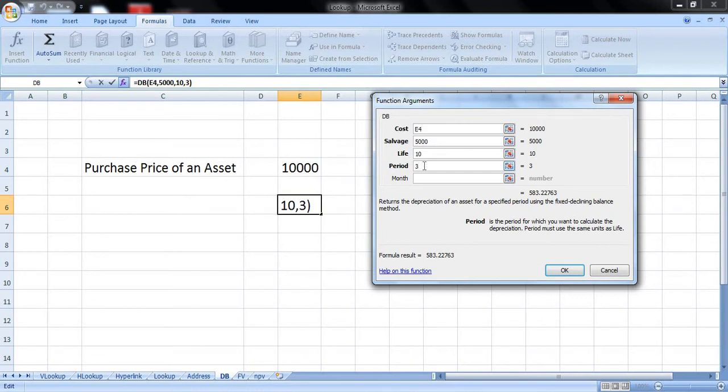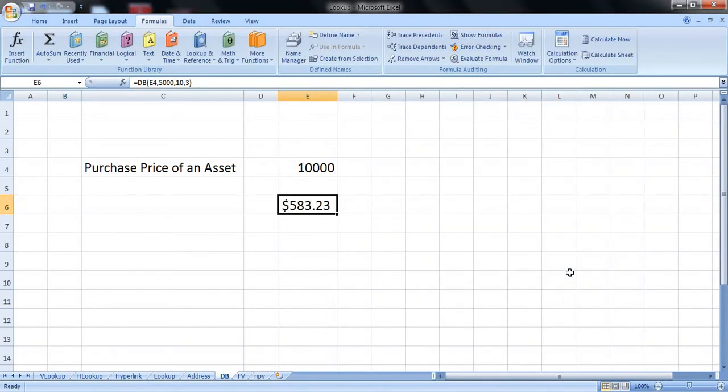So at the end of the 3rd year of usage, let us see what the depreciation value of this asset will be. It will be $583. At the end of 3 years, the product that I have purchased for $10,000 will be depreciated by $583.23. Similarly, let me go again to the DB function.